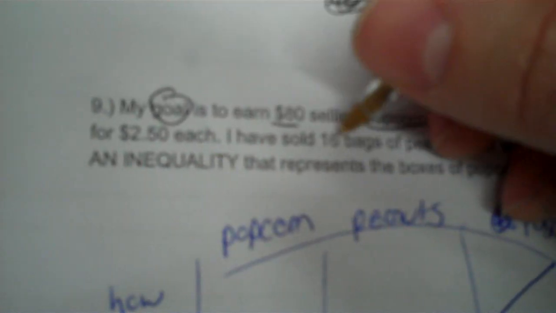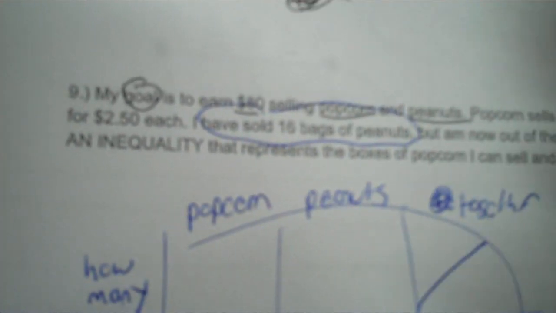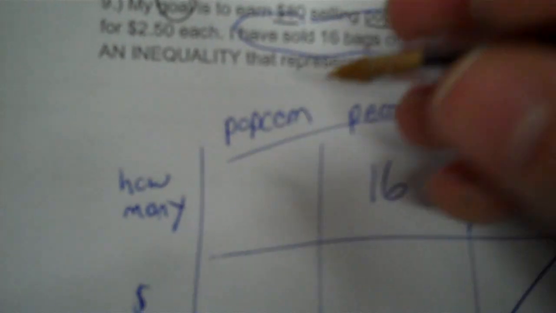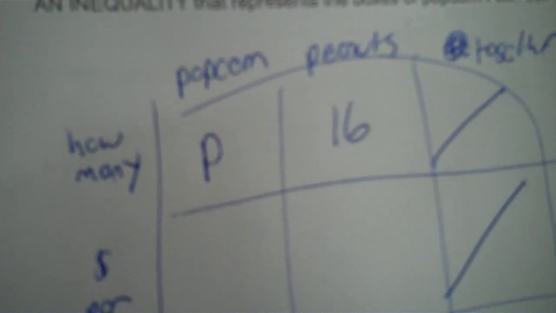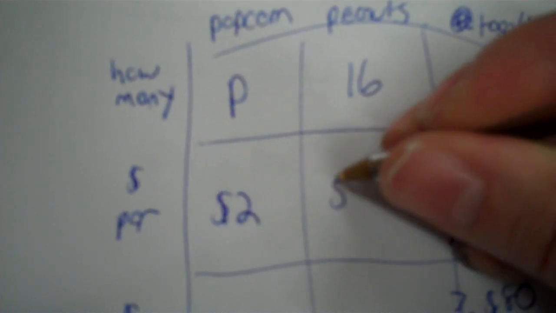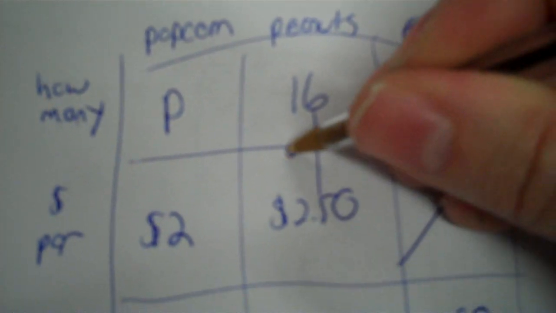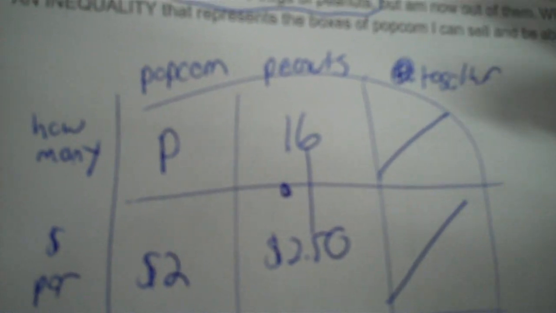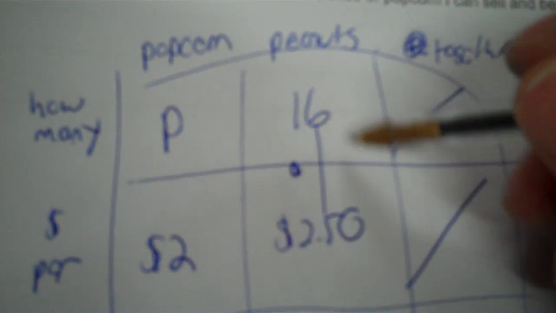How many? The only number that indicates how many is 16 bags of peanuts. So the popcorn I'm just going to put as P. Now the price per, okay, when you buy popcorn that's $2. And when you buy peanuts that's $2.50. So I multiply these two because I'm buying 16 bags of peanuts for $2.50 each. So 16 times $2.50 is going to be 40.